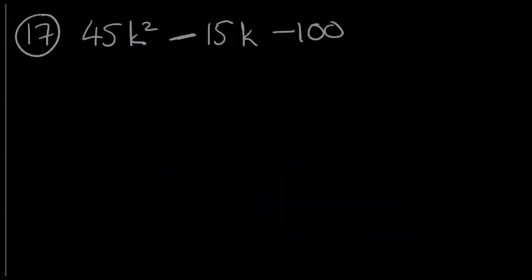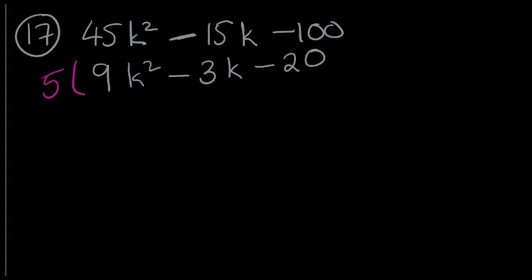Question 17, we are going to factorize. So the common factor we're going to take out is 5. And what we're left with is 5 times 9 gives me 45, k squared. Then 5 times 3 gives me 15k. And 5 times 20 gives me 100.